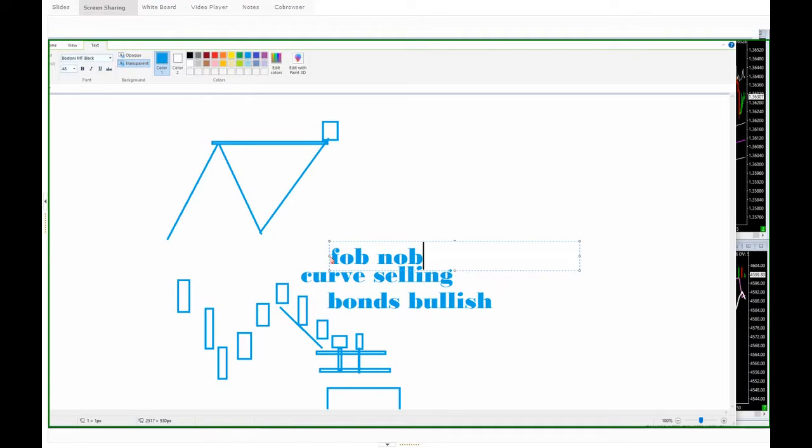So when we start to recognize the short-term interest rates trying to do a bit of business for us here, we can start seeing that there's going to be curve selling coming in. That's going to be our buying opportunity.